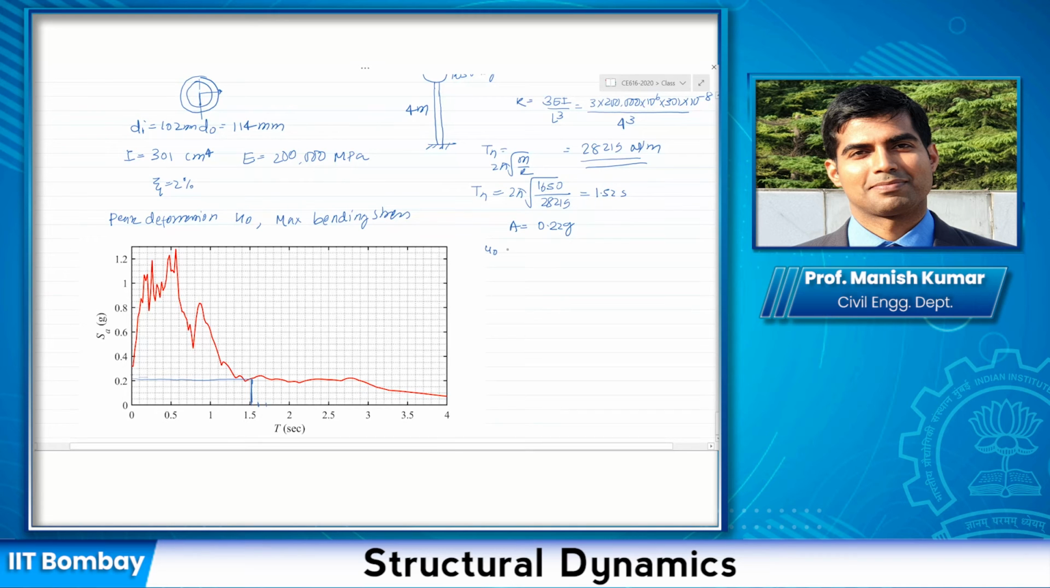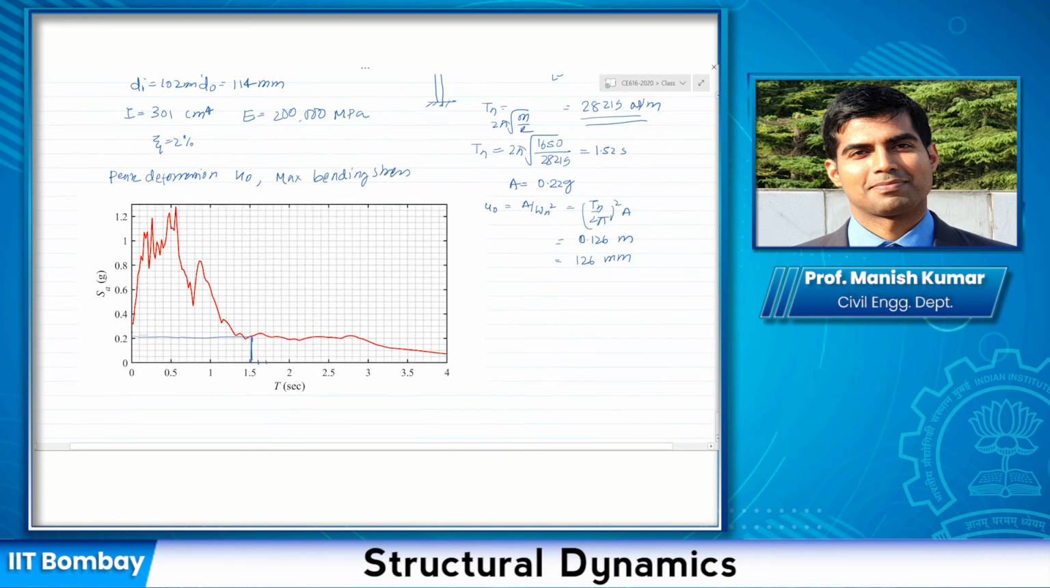How do you do that? Just divide a by omega n square, or I can also write this as Tn by 2 pi whole square times a. Let us see what do we get. So it would be 1.52 square times 0.22 times 9.8. It is coming out to be 0.126 meter, or I can say this is 126 millimeter. All of you getting this as your deformation, the peak displacement?